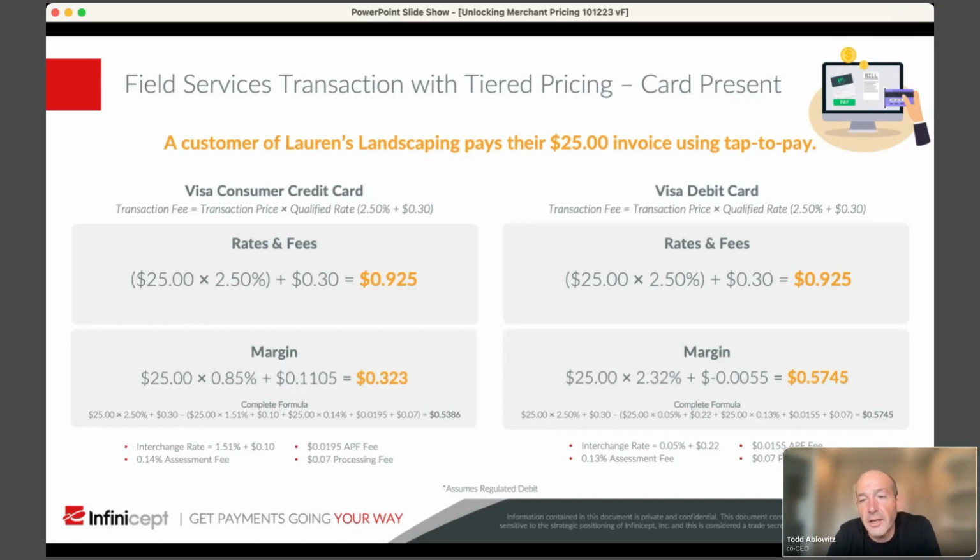So you take the $25 ticket. That's a pretty low ticket for landscaping, but maybe they're doing aeration. It's that time of year, at least in Colorado. So $25 transaction times 2.5% plus 30 cents for that transaction is 92 cents. And on that particular transaction, when you add up what the interchange would cost, the provider would make about 32 cents. But on a debit card, that's also a qualified rate.